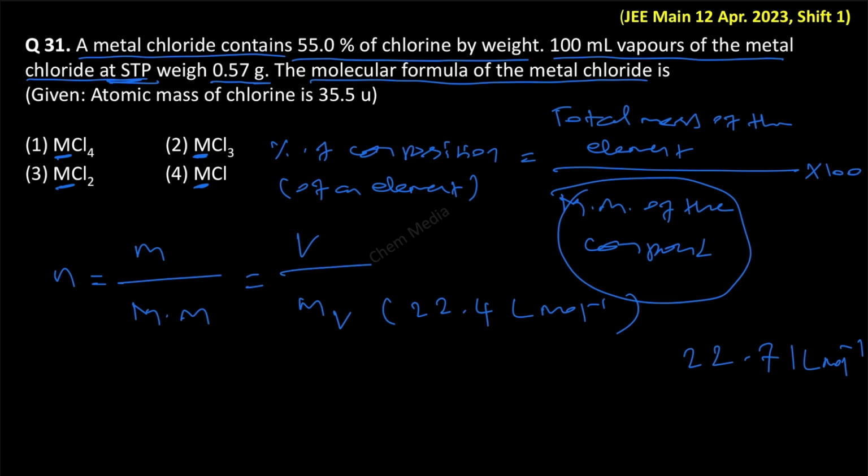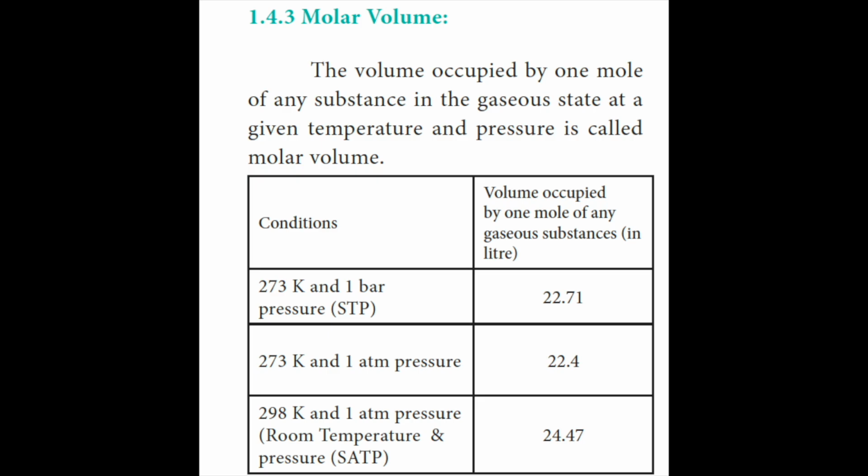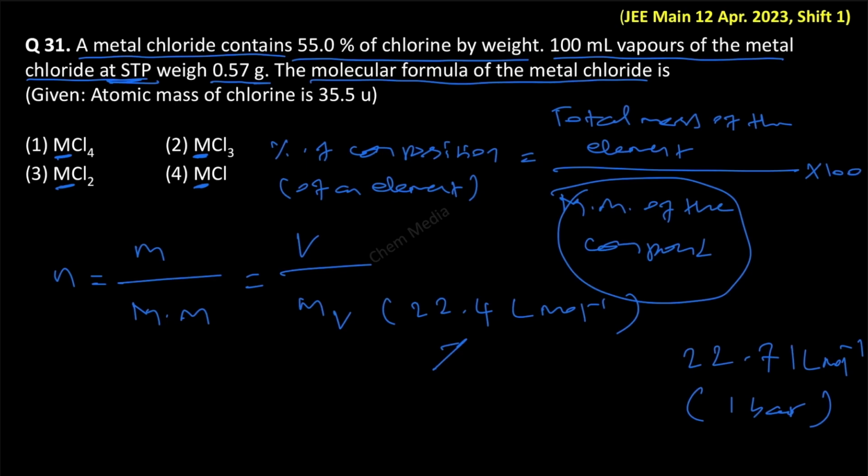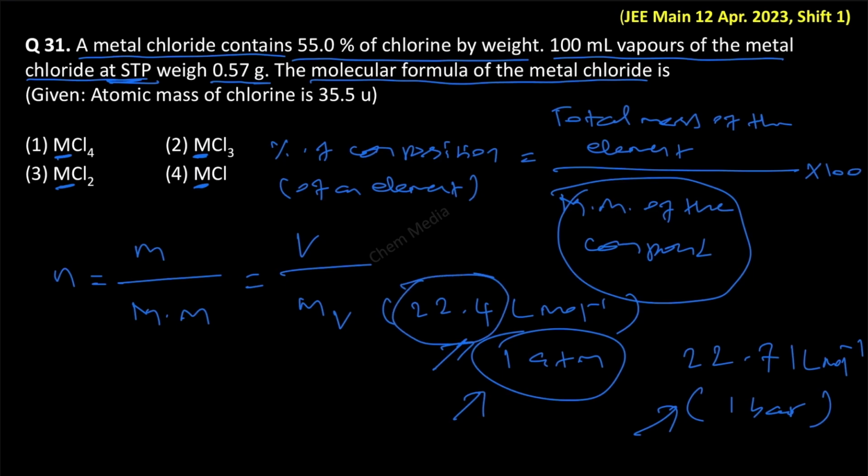So, if you are taking 22.71 liter, you are assuming that the pressure is 1 bar, temperature remains the same, 273 Kelvin. On the contrary, if you are taking this value, then we are assuming that the pressure is 1 atm. So, this is the older definition, this is the new definition. Whichever value you want to use is your convenience. So, I am going to use 22.4 just to make the math a little easier.